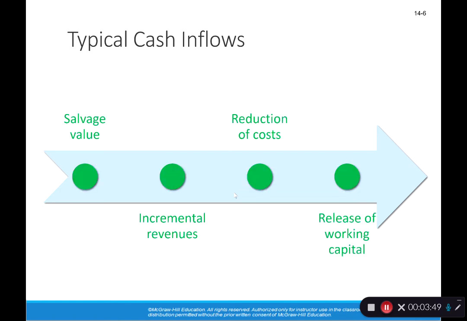Cash inflows would include the salvage value. That's the value of the equipment at the end of its life when we sell it. Any increase in revenues, that would be a cash inflow. Reduction of cost is like a cash inflow. Saving money is like making money. And then release of working capital would be, again, that cash register example where if we put in 100 at the beginning of the day as an outflow, we get it back at the end of the day when we count the register. That original money that we put in should be there.